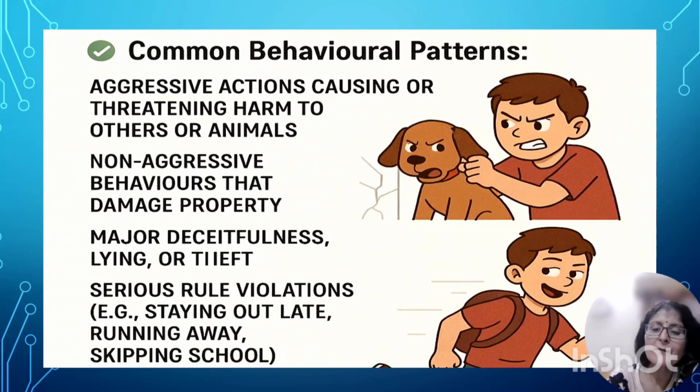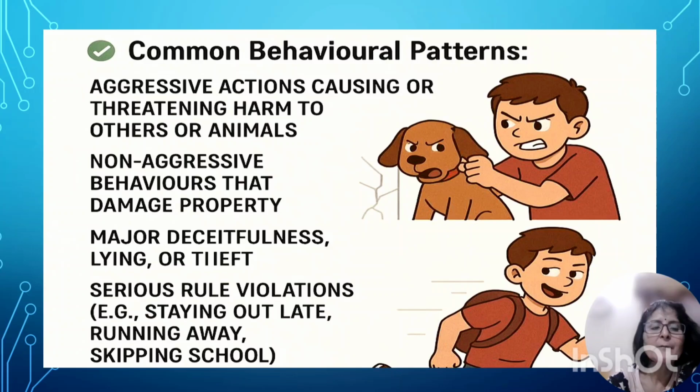Understand the common behavioral patterns which these children show. Their actions are very aggressive. They might even cause harm to animals. Of course, with their peers, they are very aggressive. They might even threaten them in every case. Like children say, 'I'll see you outside school.' So those children at times are suffering from these disorders if they are experiencing other symptoms also.